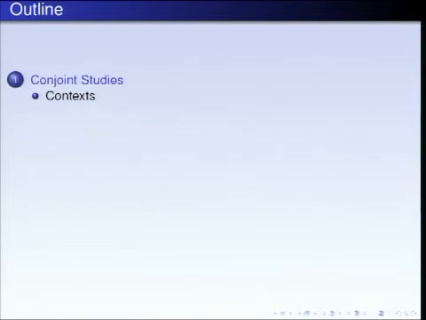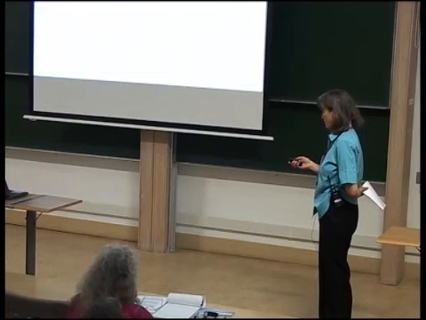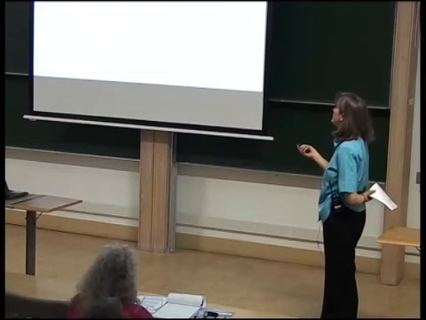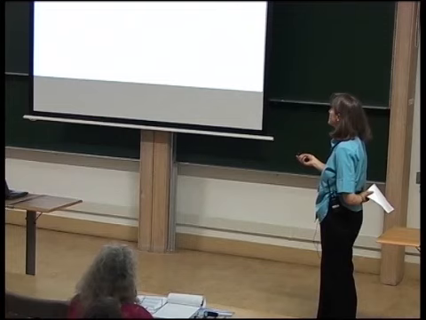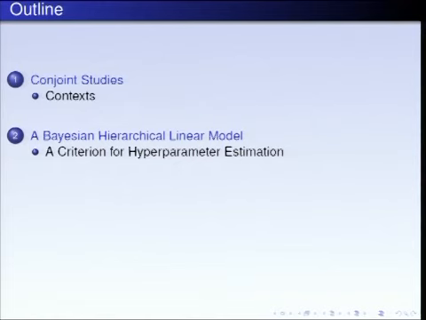So the outline of the talk: you've already had an introduction to conjoint studies, so I'll go over that very briefly. One of the things that I keep hearing in the marketing area is this idea of context. It took me a while to understand what contexts were, but it'll be obvious as I go through the talk. We used a Bayesian hierarchical linear model and developed a criterion for estimating the hyperparameters of the model.